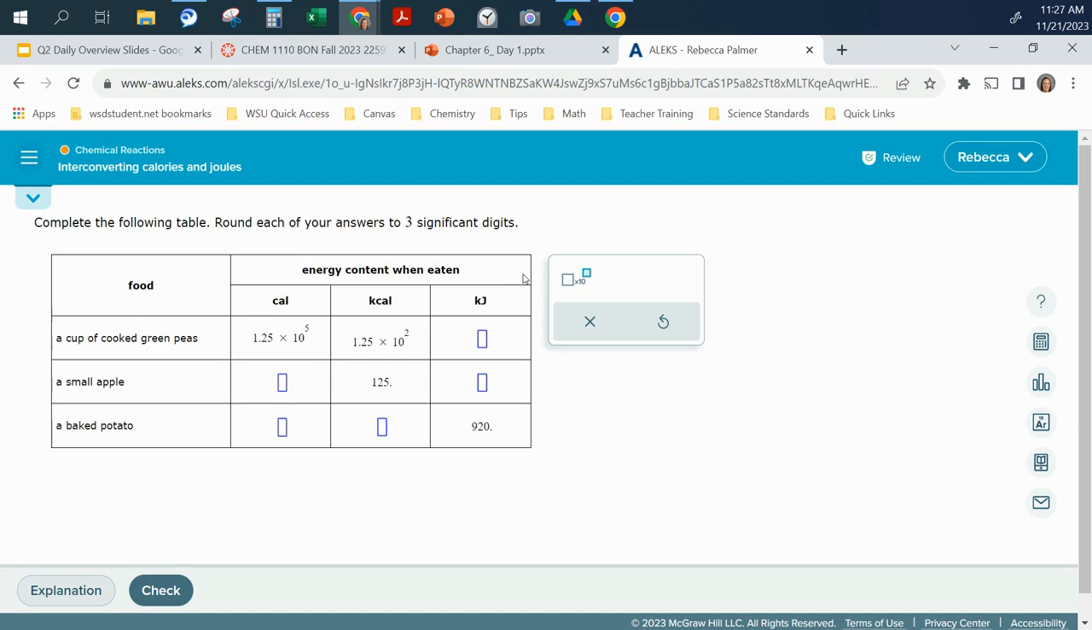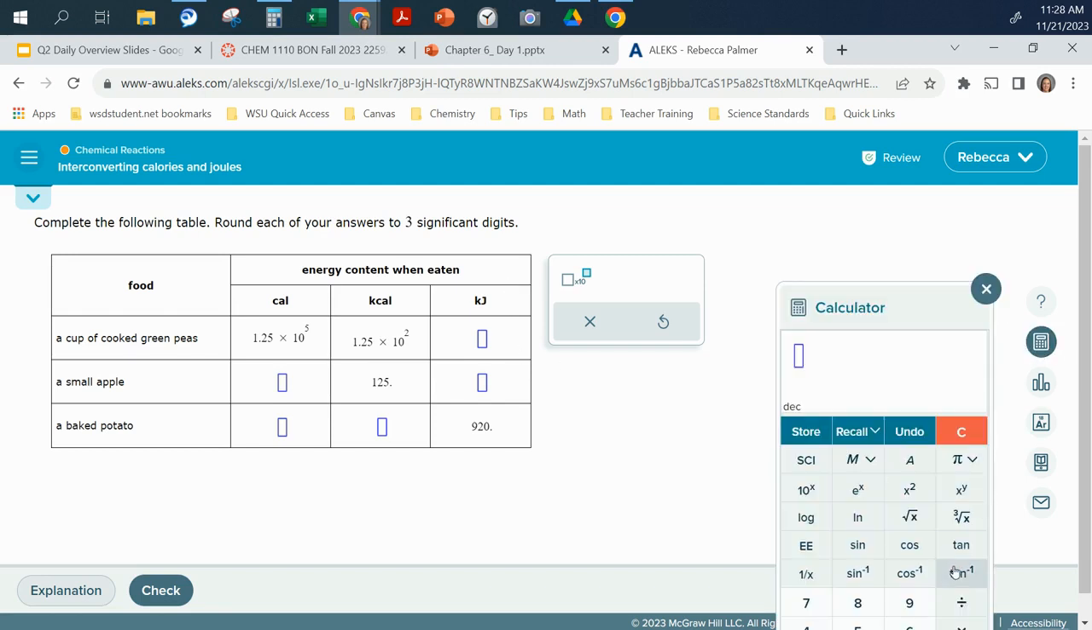Okay, and then this one, we're going to use this conversion. So we have this number, 1.25 times 10 to the 2 kilocalories. So we need to use this ratio, this conversion. So I'm trying to get to kilojoules, so that needs to go on the top, because that's what I'm trying to find. And I want to cancel out kilocalories, so that needs to go on the bottom. So 1 kilocalorie for 4.184 kilojoules. Okay, so this is just a unit conversion.